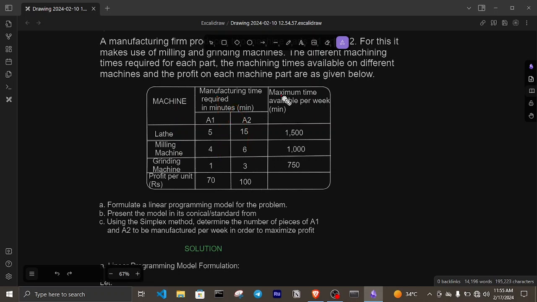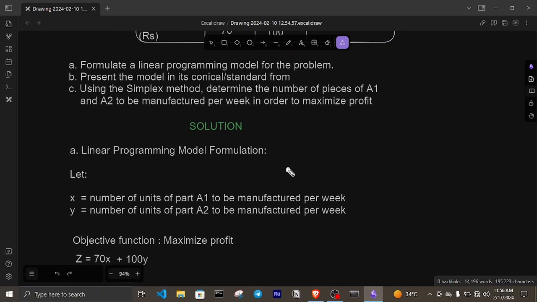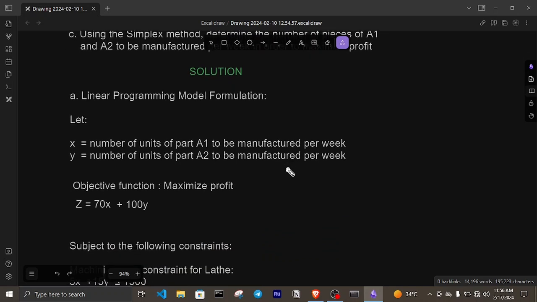So as you can see from the table, maximum means less than or equal to. So that's the maximum. You can't exceed the values given over here. Just as we did in our previous two videos on linear programming models, I'm going to skim through the solution since we have been through questions A and B before, and our main focus is going to be on the Simplex method.